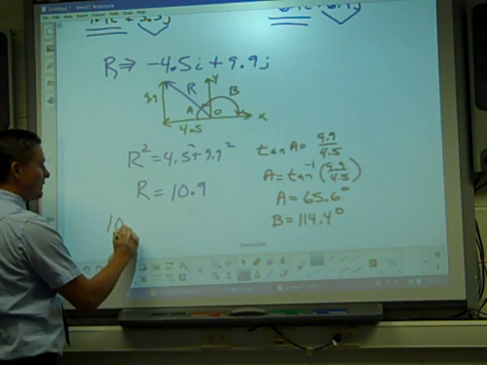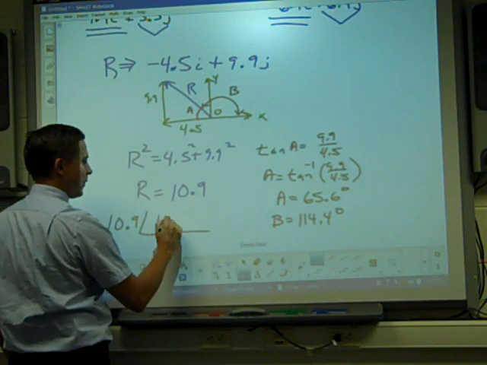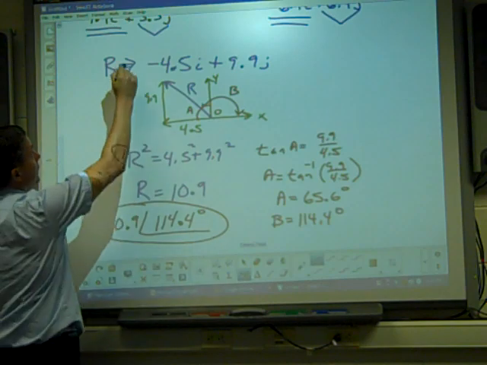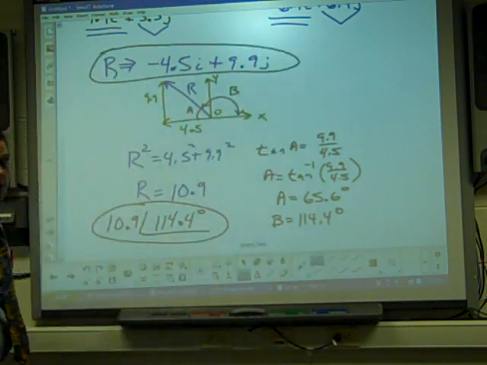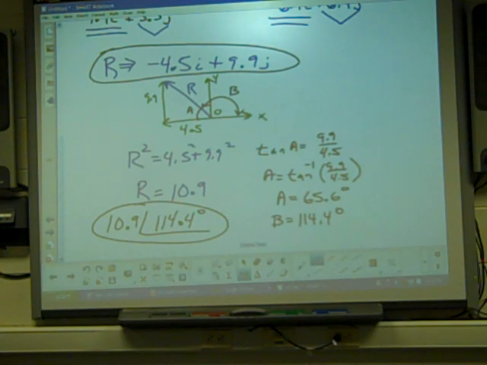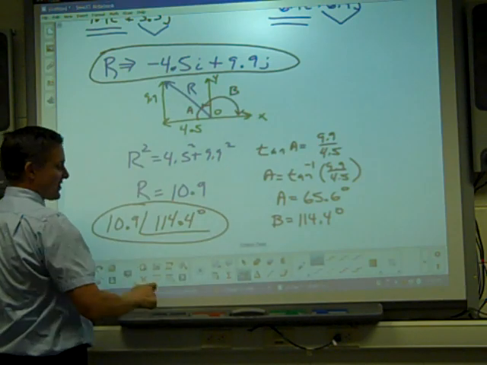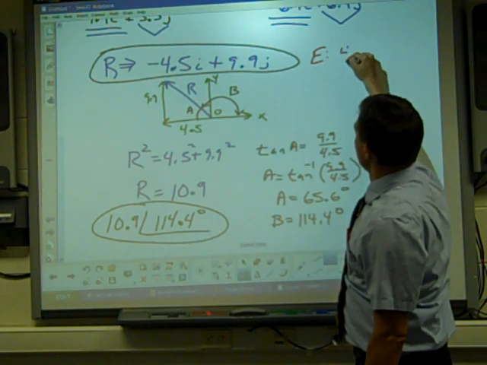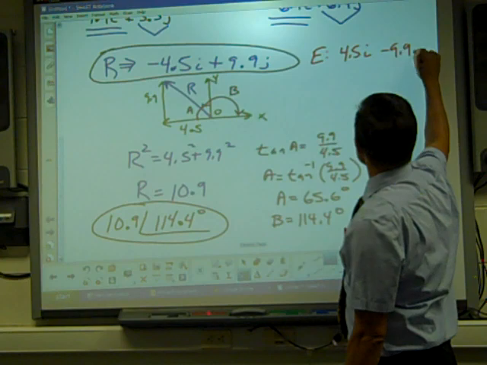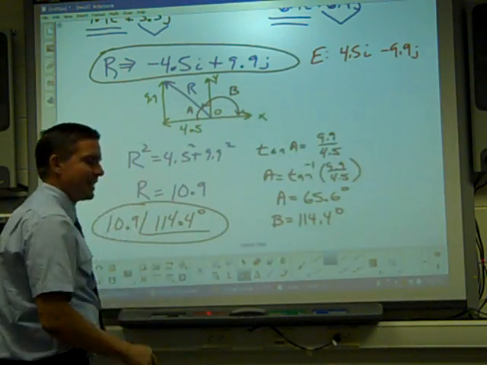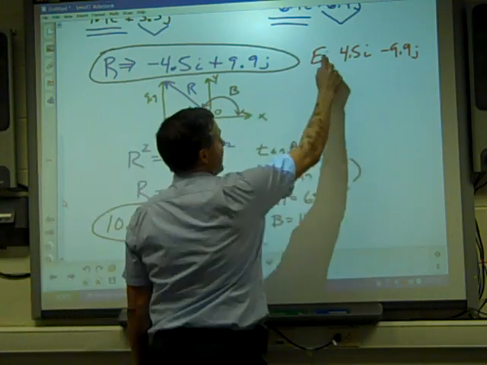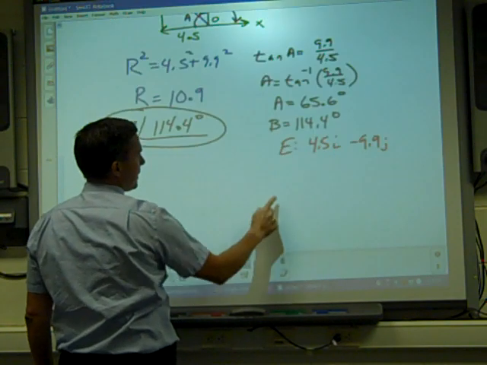So I've done all this work and I've found the resultant vector is 114.4 degrees. This is in vector form or polar form. Here's the resultant vector in rectangular form. The equilibrium is simply equal and opposite. So it would simply mean changing the signs on your i and j. So the equilibrium here would simply be 4.5i minus 9.9j. Or on the vector, it's the same force in the opposite direction. So here's the equilibrium in rectangular form, and I'll pull that down here, and I'll extend the page.